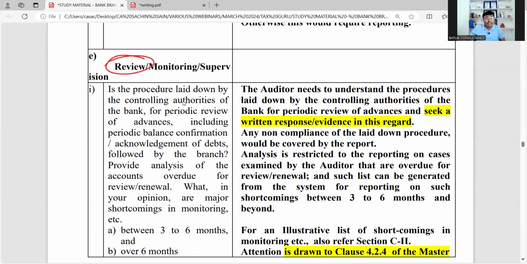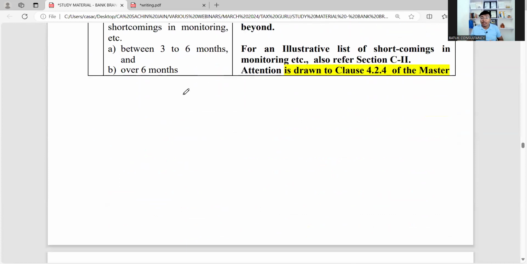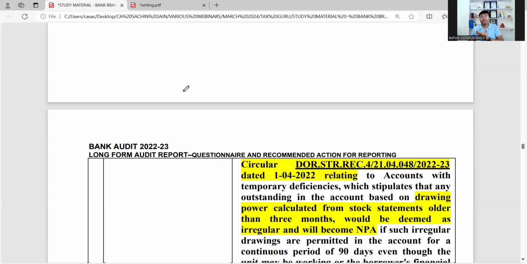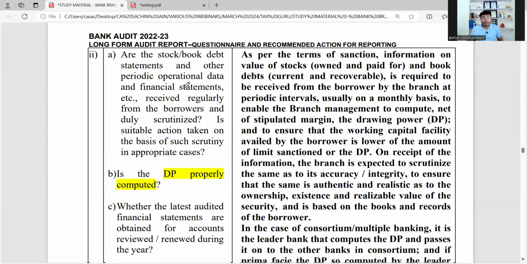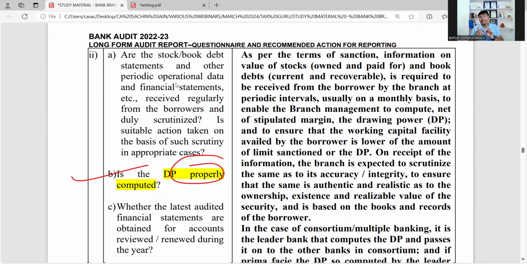In case of review, we need to check that the review proposal is there, and the review related aspects are also submitted here. In case of renewal, all the documentation, the latest financial statement, and the latest GST returns should be in the file. We also check whether DP is calculated properly or not. We discussed the DP calculation formula just now, so we need to ensure that the calculation of drawing power is done perfectly.